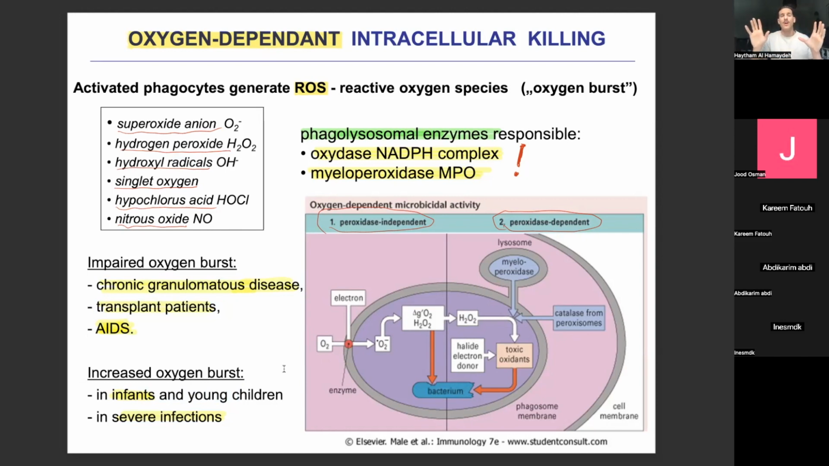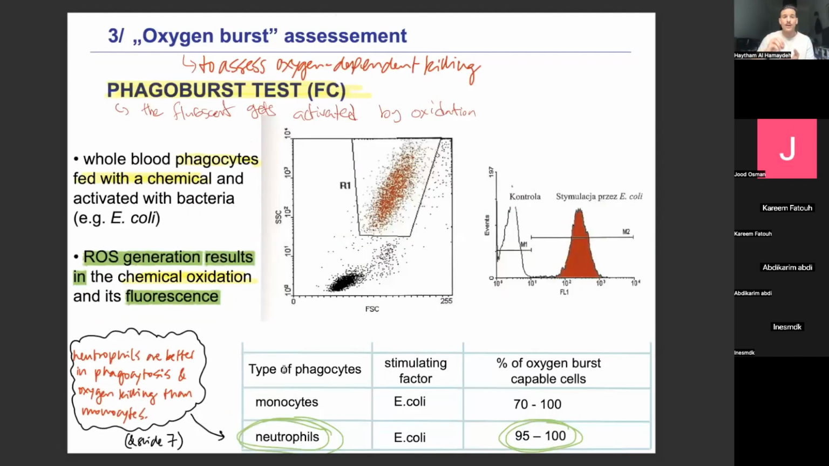Now we're going to see how ROS is analyzed, whether it's functional or not. We do a phago burst test. What's a phago burst test? The whole general idea is that ROS generation results in chemical oxidation and fluorescence. They will put a chemical, and this chemical will reach the place where ROS is functioning. Then ROS oxidizes this chemical. This chemical changes color or gives out light, okay? Hence, it tells us that ROS are actually functional, okay?